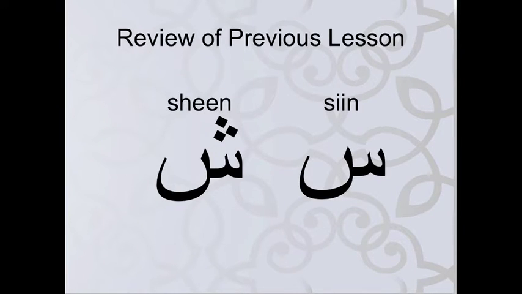Next is the letter Shin. The letter Shin is very similar to the letter Sin, but the similarity to the English language is that it is the SH sound in the following words: ship, sheep, shop, shame, shed, shoe. The letter is Shin. Sheen, sh, Shin. And that letter is another consonant. So that is a quick review of the previous lesson.